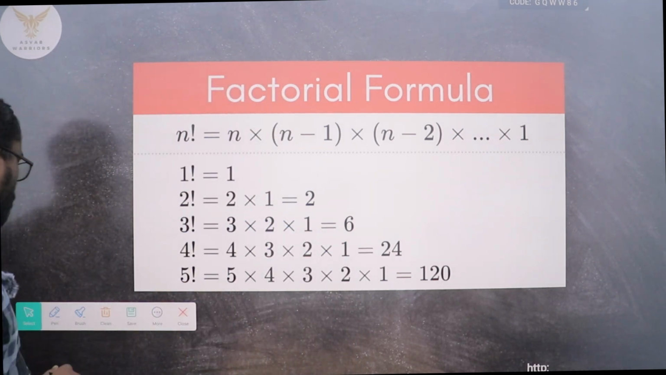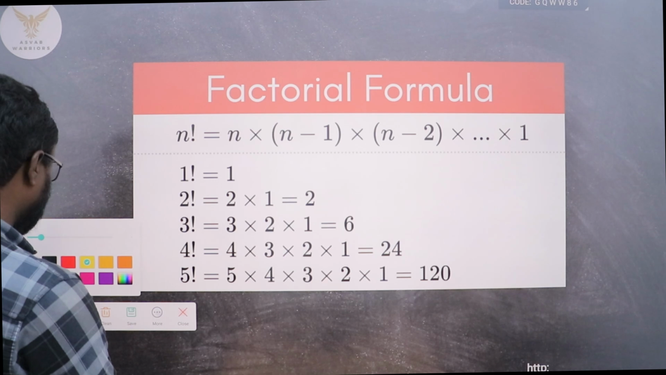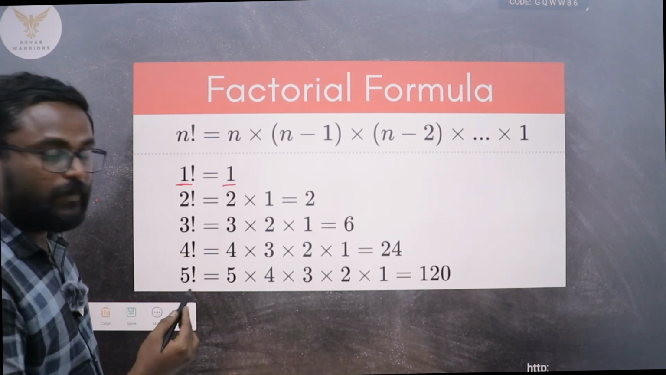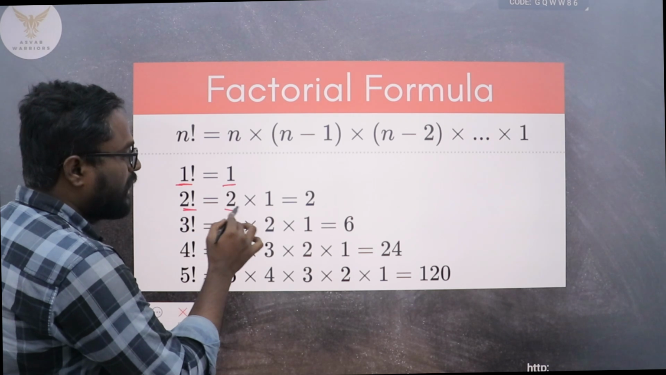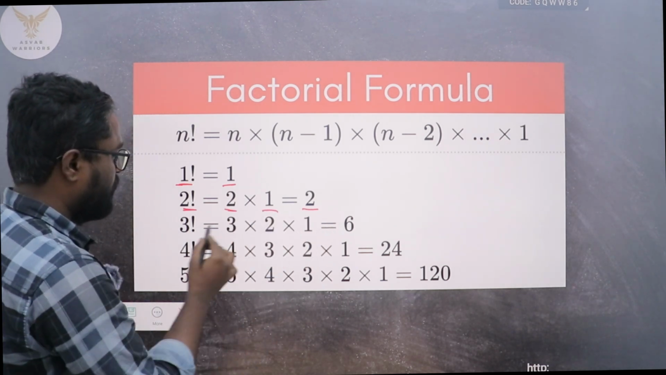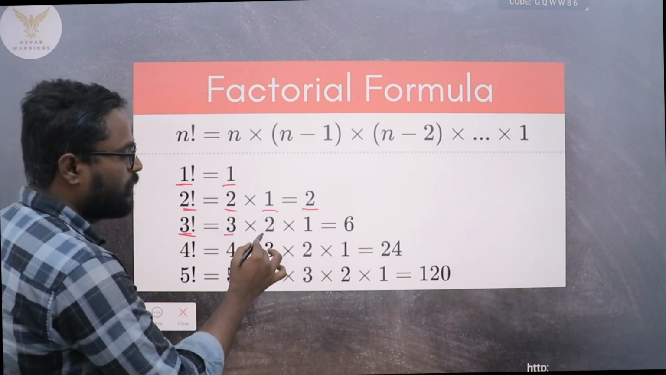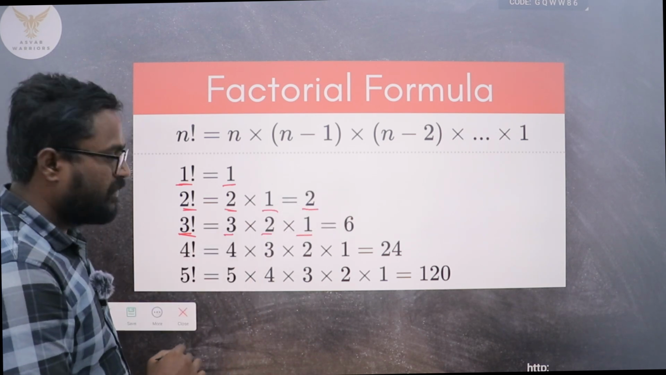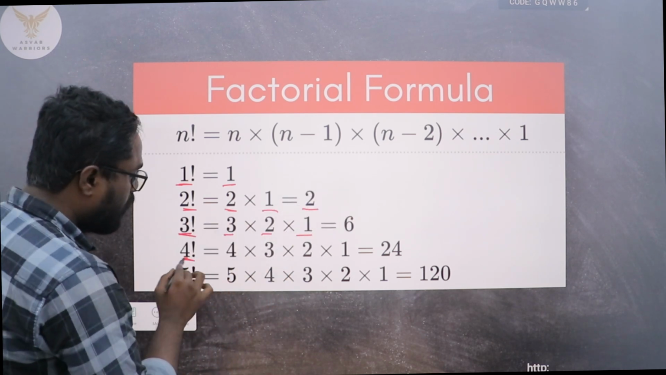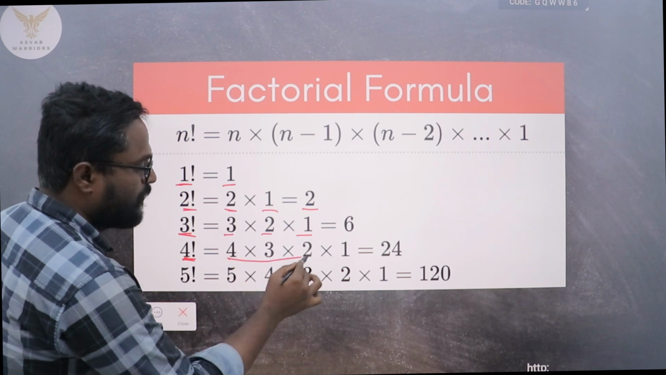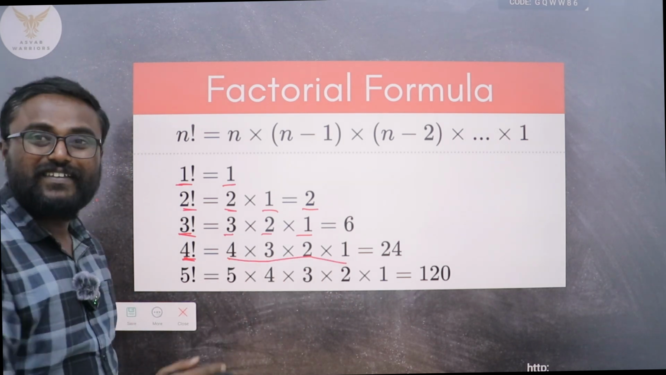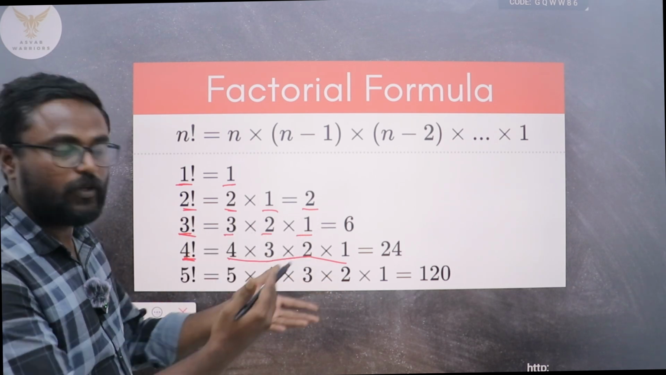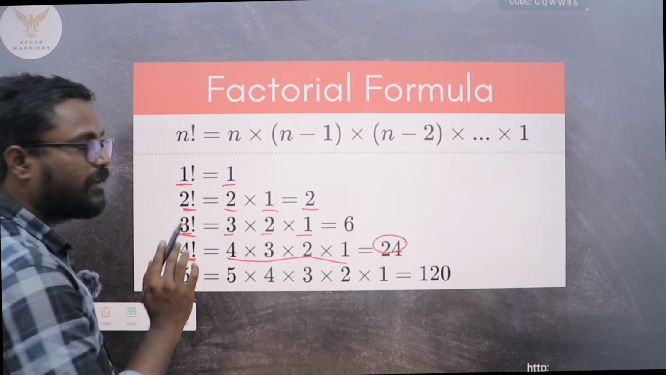If you observe carefully, factorial of 1 is 1 itself. Factorial of 2 will be nothing but 2 times 1, which is 2. Factorial of 3 will be 3 times 2 times 1. So 3 times 2 is 6, 6 times 1 is 6. So 6 is the factorial of 3. Factorial of 4 will be 4 times 3 times 2 times 1. So 4 times 3 is 12, 12 times 2 is 24, 24 times 1 is 24 itself. So 24 is the factorial of 4.